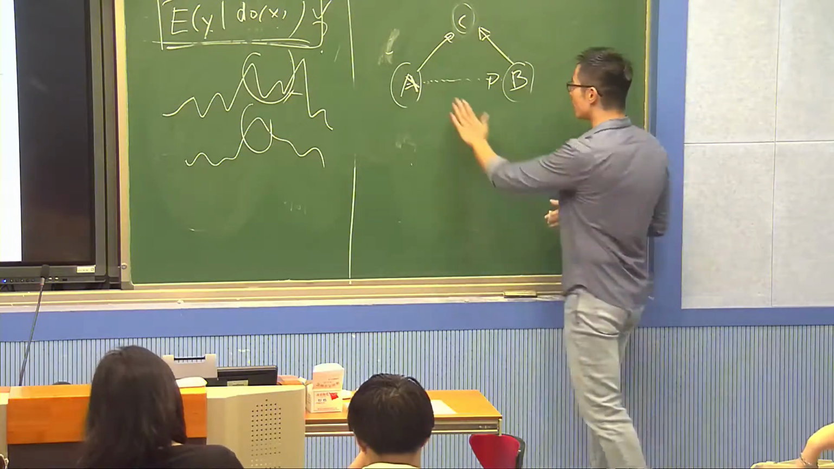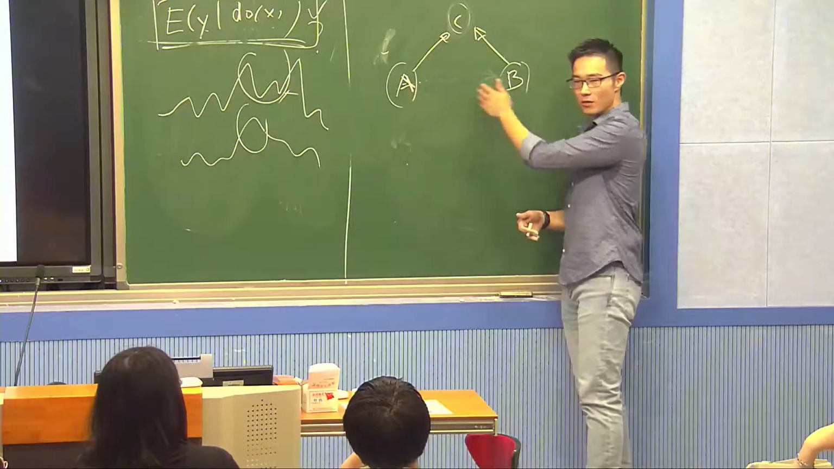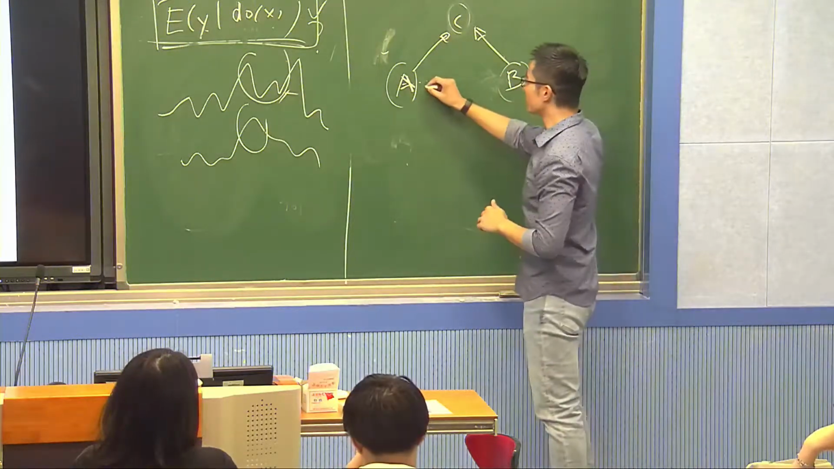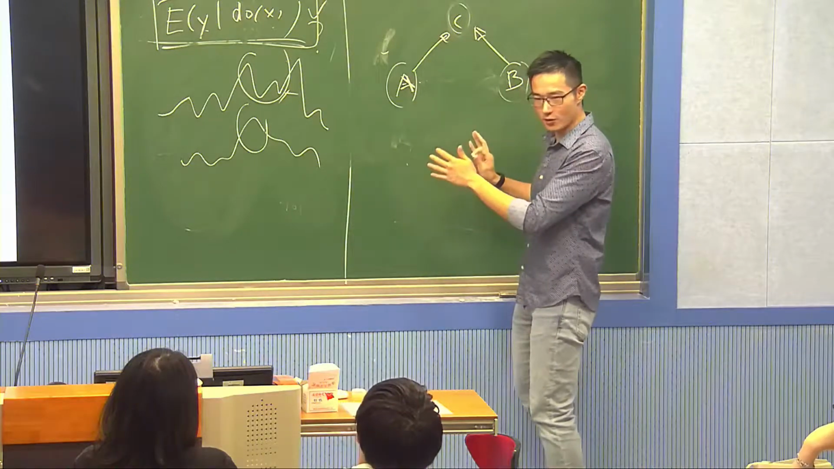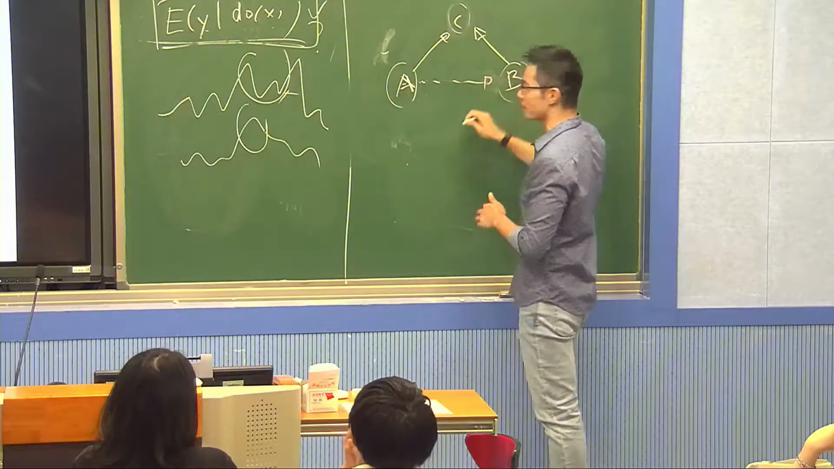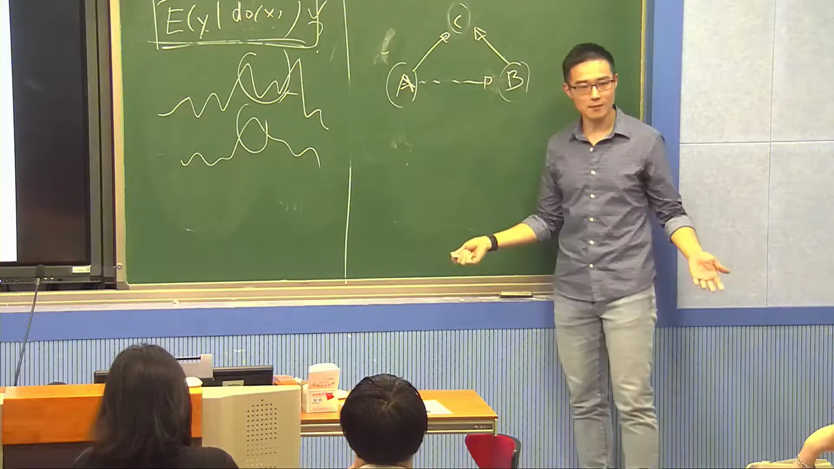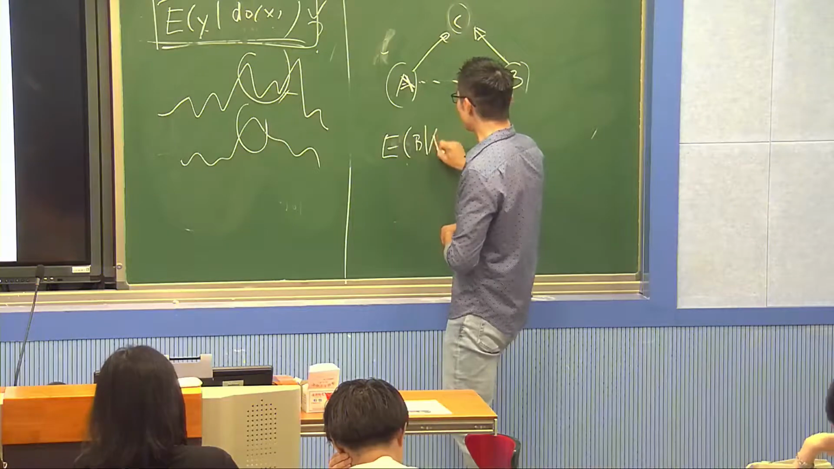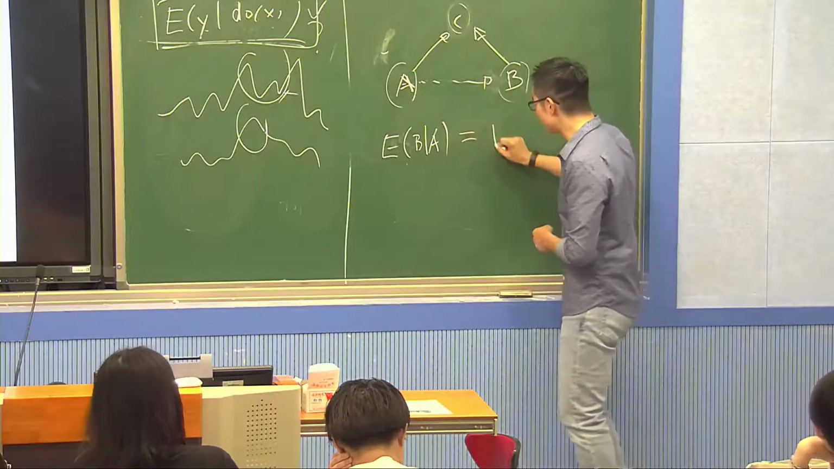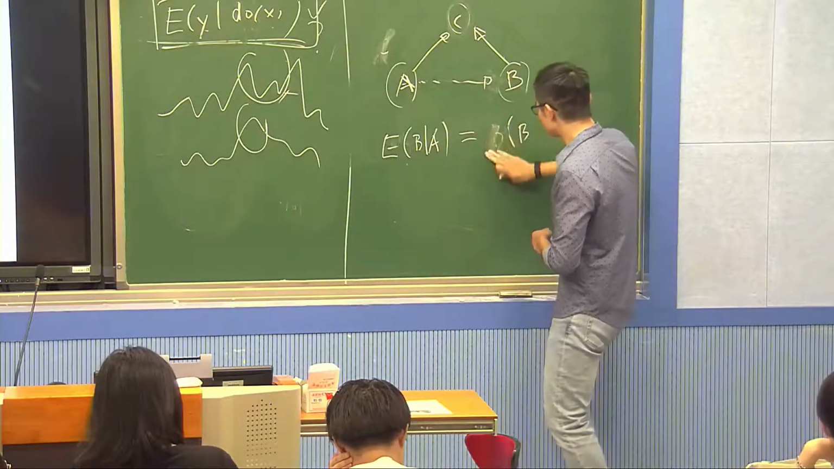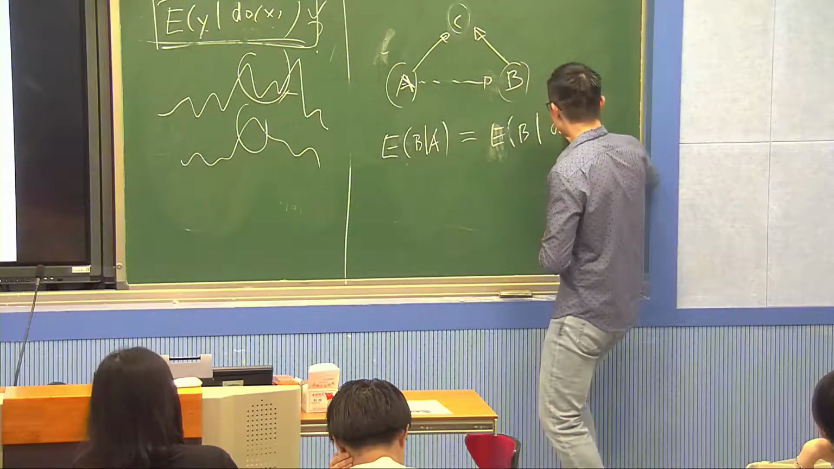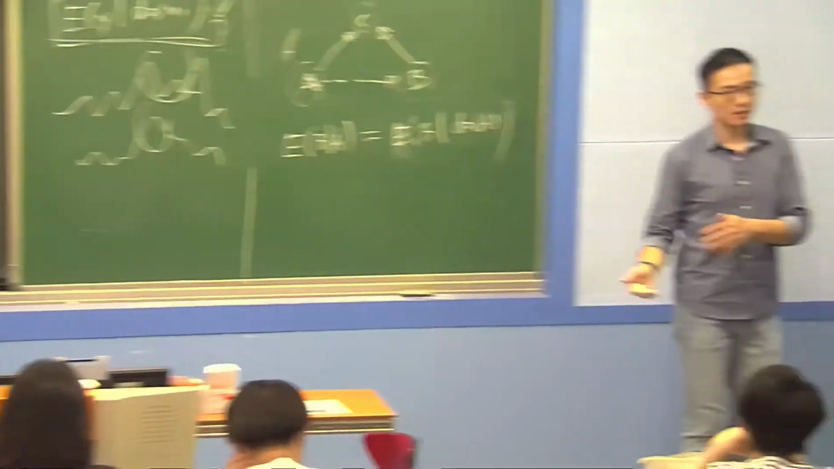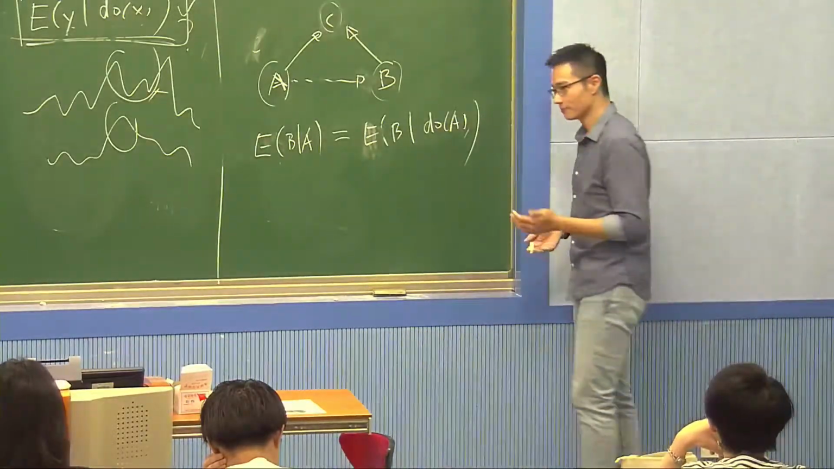Why? Because without causation, there is no correlation. Okay? In this case, without causation, no correlation. That's why if we ever see any correlation, it has to be because of causation. It's that simple. So in this case, we can write E[B given do A] equals E[B given A]. We can write that because in this case, the correlation tells us about the causation.